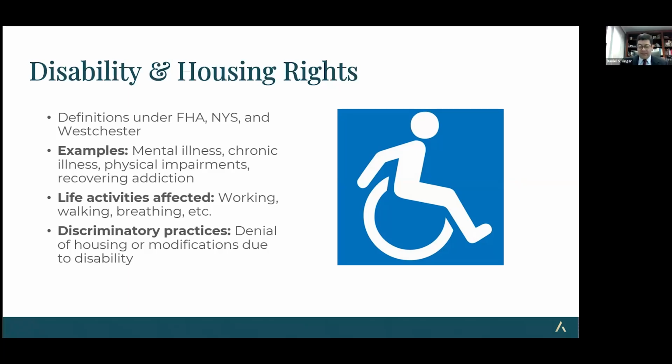All of those things, it's really anything that impacts their daily life activities. So walking, working, thinking, breathing, sleeping, eating, caring for oneself, anything like that affects your ability to go through your daily life in a normal way. That's what's covered under the disability. And like I said, you can't discriminate against that in the application process. We typically advise not even asking about it during the application process, because it shouldn't have any impact on whether you're going to approve them.